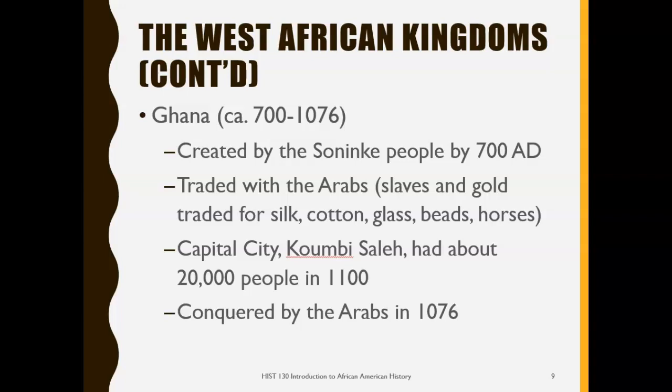The capital city called Kumbi Saleh had about 20,000 people in 1100. That's a large city with 20,000 people. Finally, Ghana was invaded by the Arabs in 1076.